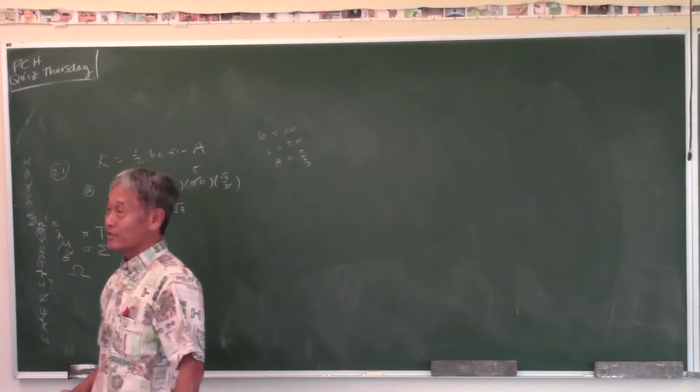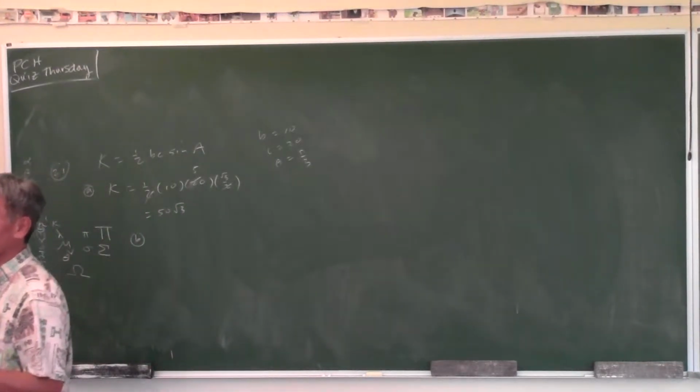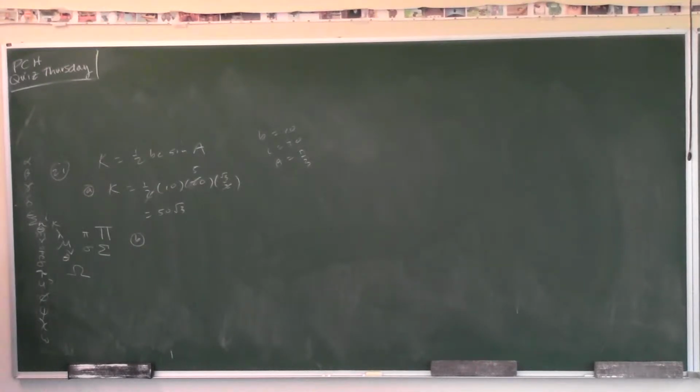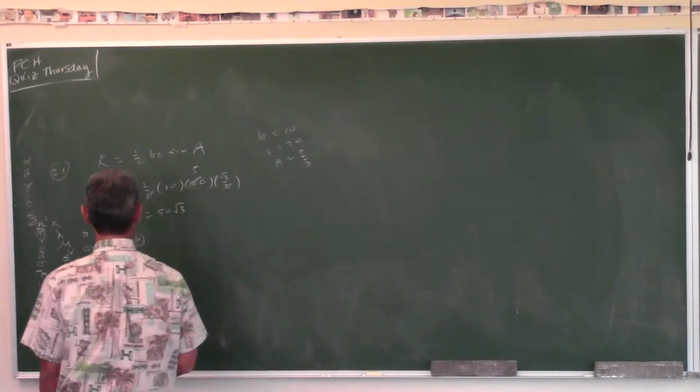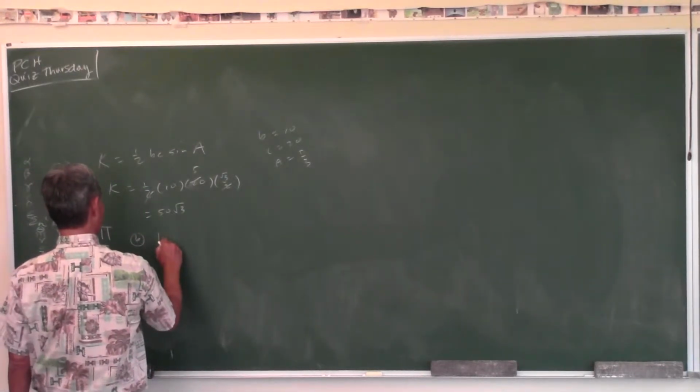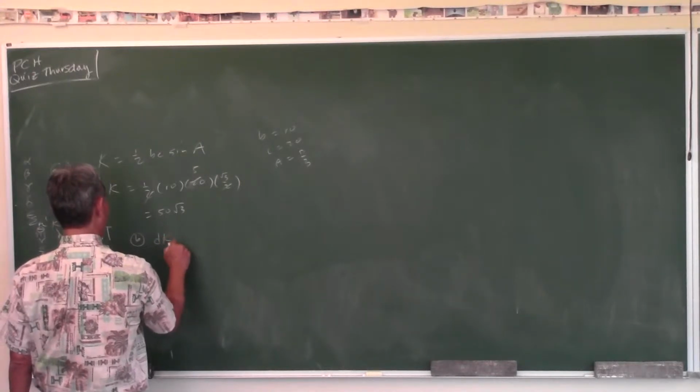B, find the rate of change of the area with respect to the side b if c and a remain constant. Well, you don't even have to say that. If you say with respect to side b, then you just assumed already. So, the kappa, the partial, what's the symbol for partial?